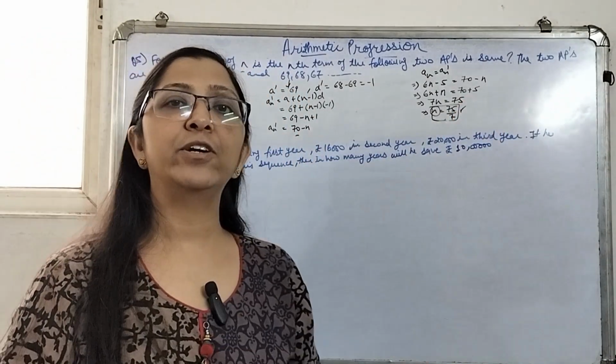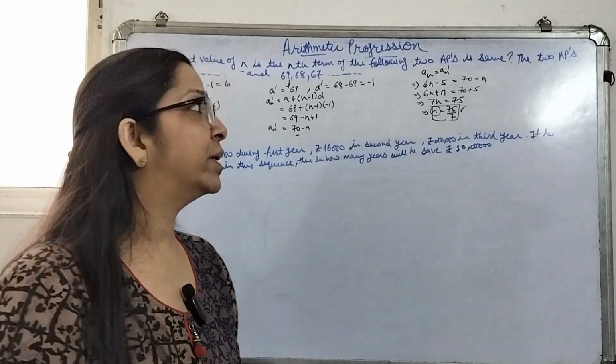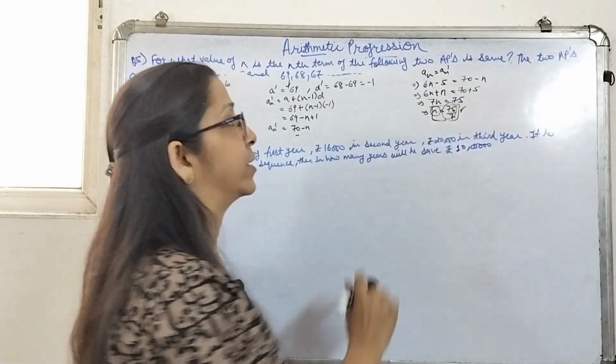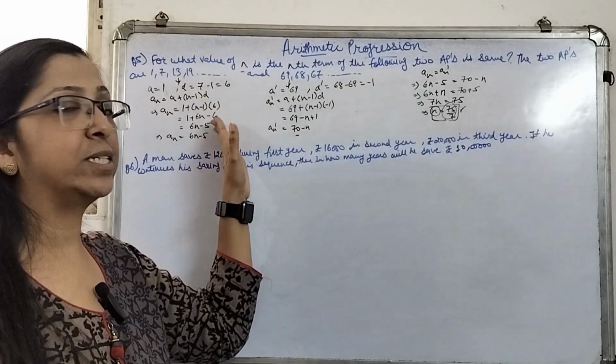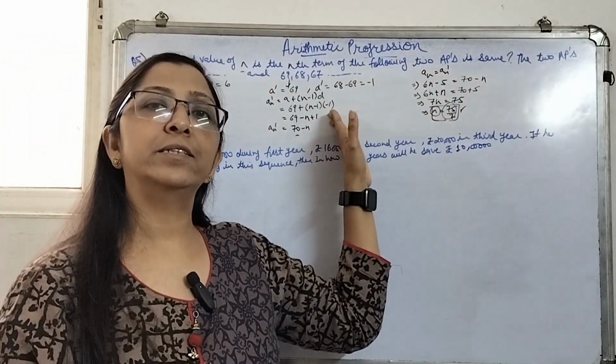The term could be either 7 or 8 or 15 or 25th, but it cannot be 75 over 7. That simply means there is no value of n for which the nth term of this AP will become equivalent to the nth term of this AP.